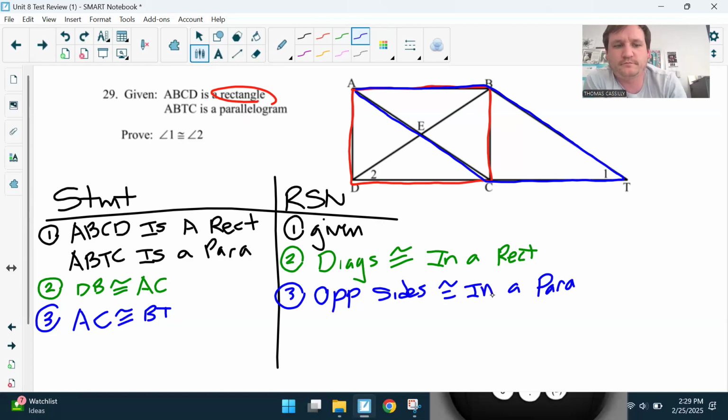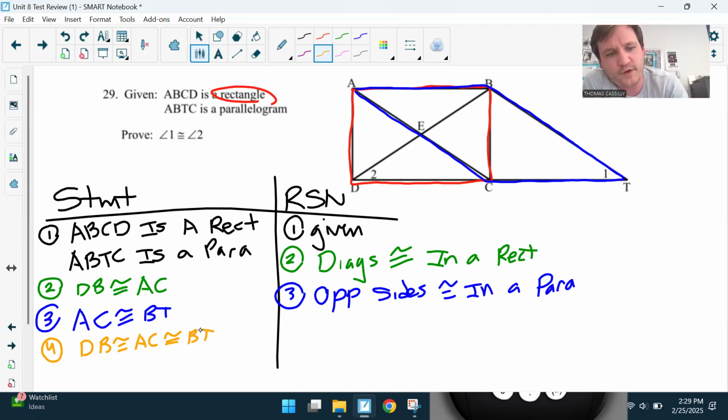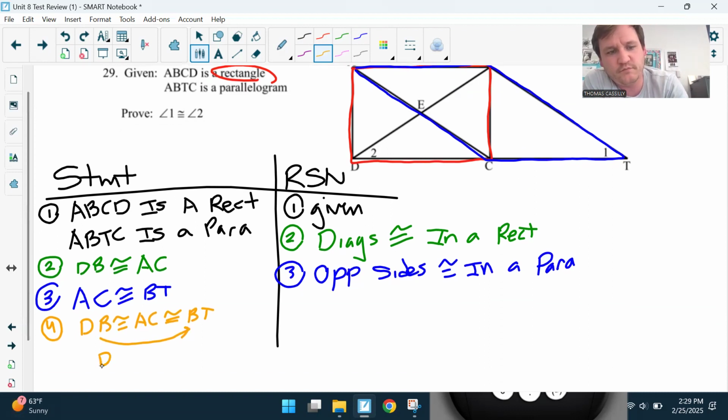All right. Step 4. I'm going to say using the transitive property. All right, let's look at this. I know DB is congruent to AC. All right, that was step 2. I know AC is congruent to BT. That was step 3. So I can use the transitive property here, all right, to just say DB is congruent to BT. All right, so how do we know that? Again, that's the transitive property. All right, so there's something way back in unit 2.